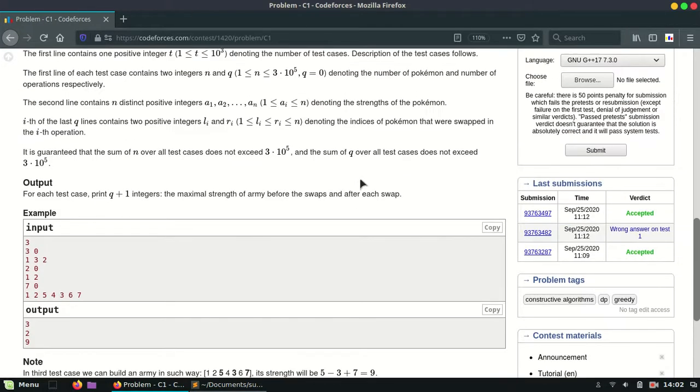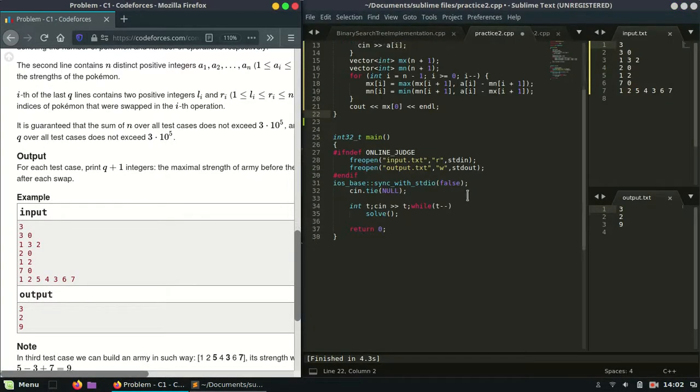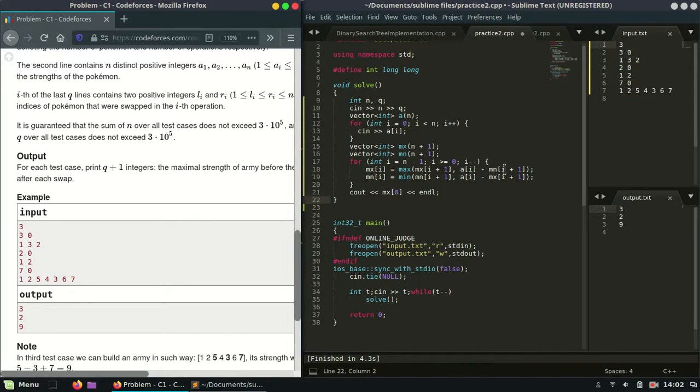This could be done through DP also, but I like this one using vectors because this code was a little shorter. The logic will be the same only, but I like this one, so I have done it like this.